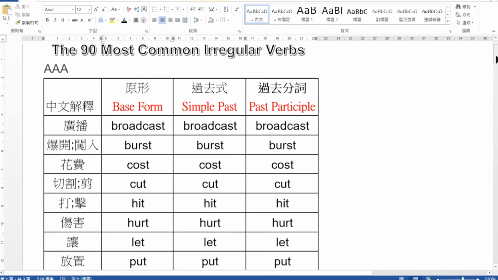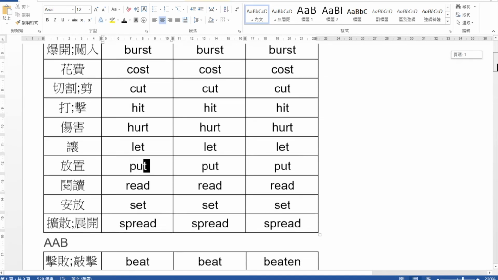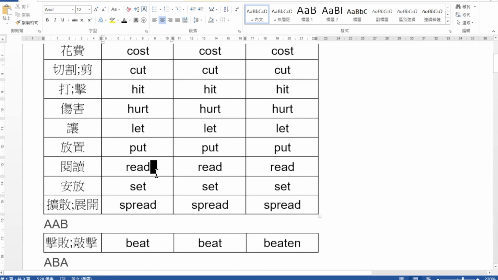Broadcast, broadcast, broadcast. Burst, burst, burst. Cost, cost, cost. Cut, cut, cut. Hit, hit, hit. Hurt, hurt, hurt. Let, let, let. Put, put, put. Read, read, read. Set, set, set. Spread, spread, spread.